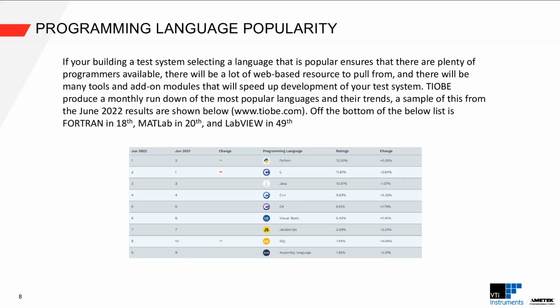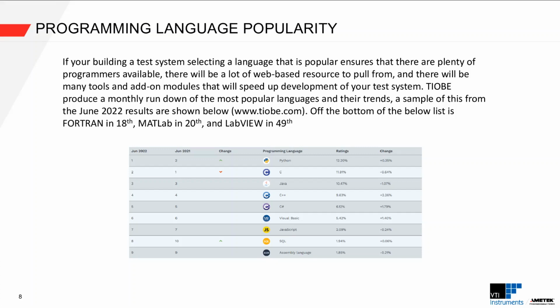And while we think about programming languages, let's look at popularity as well. The reason you want to do this is the more popular your programming language, the more resource you have. That's the more programmers that you'll be able to hire or make use of for writing your application. And also, the more popular the programming language, the more web resource you'll get for it, the more examples, the more tools, the add-on modules, everything else that goes with it.